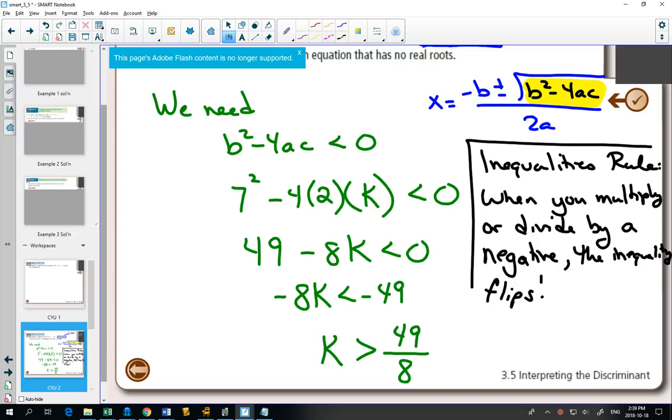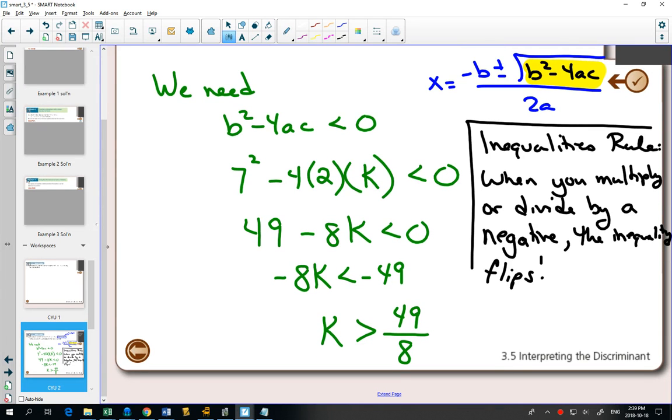Part B to this question says, use one value of k to write an equation that has no real roots. Can someone tell me a number that fits into this? K is bigger than 49 over 8. 7 bigger than 49 over 8? It is. Okay? Because 48 over 8 would be 6. 7 would be 56 over 8. So 7 is an answer that would work.